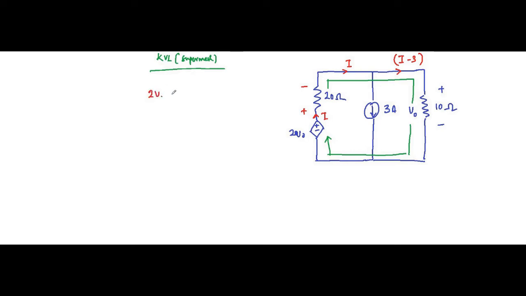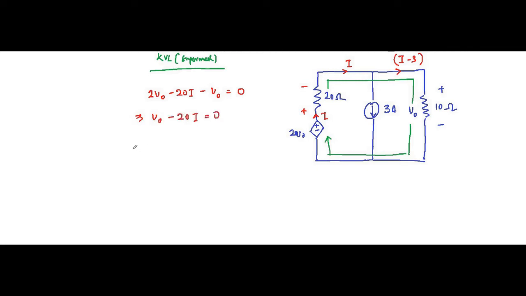2V0 minus 20I minus 10(I minus 3), or we can write V0, then we'll simplify, minus V0. Instead of 10(I minus 3), write V0. This is the voltage drop V0, that is equal to 0. That implies V0 minus 20I is equal to 0.